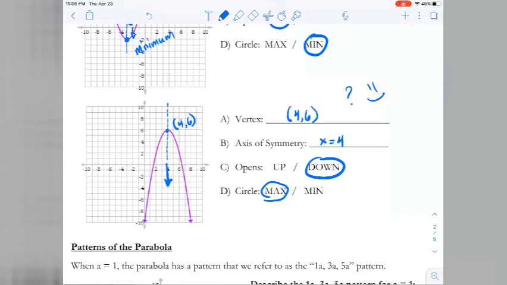A couple more things that I want to point out, and that happens to be our x and our y intercepts. Now, you guys know what those are, so I'm not going to spend a lot of time on those, but I'm going to give you the different possibilities.